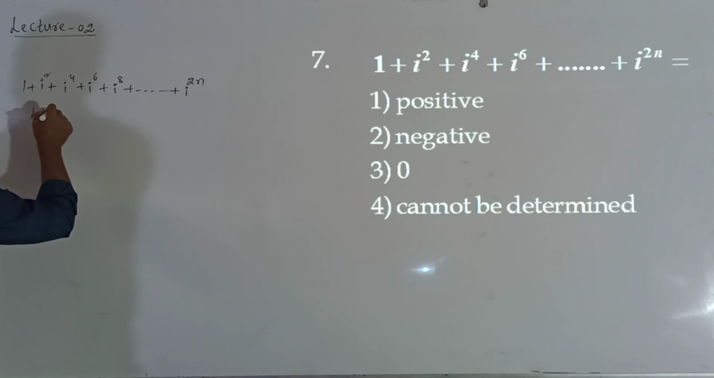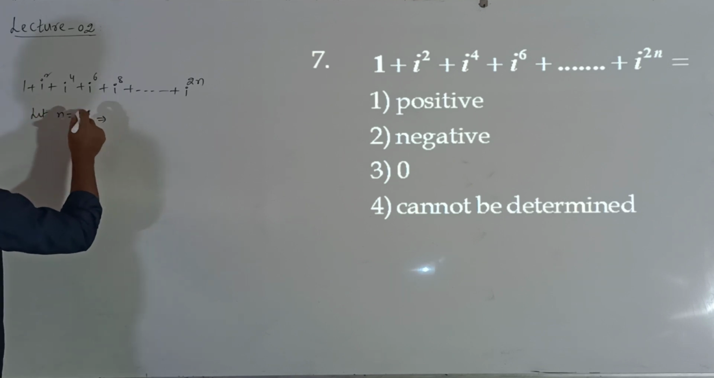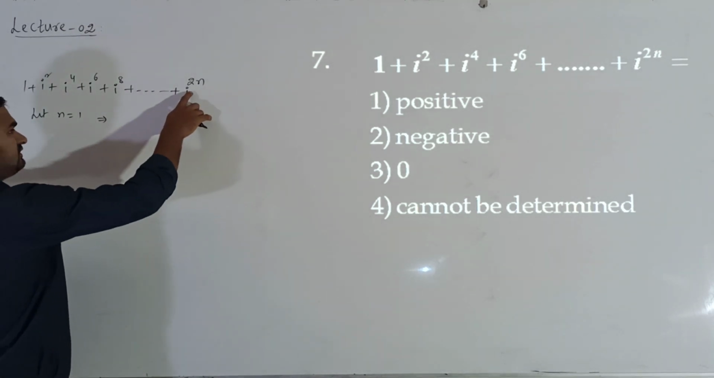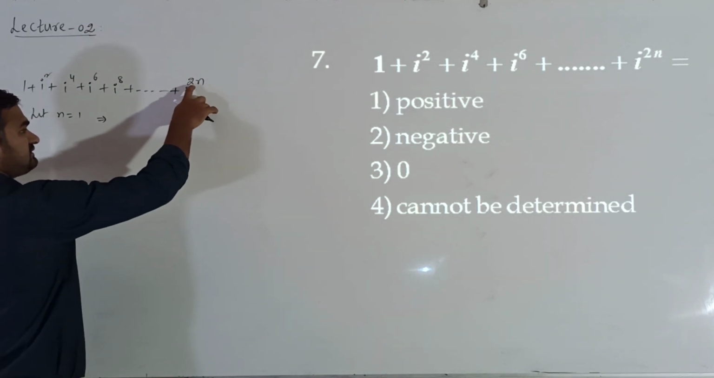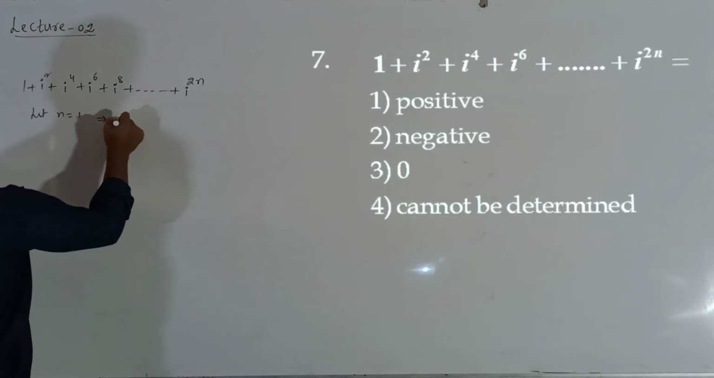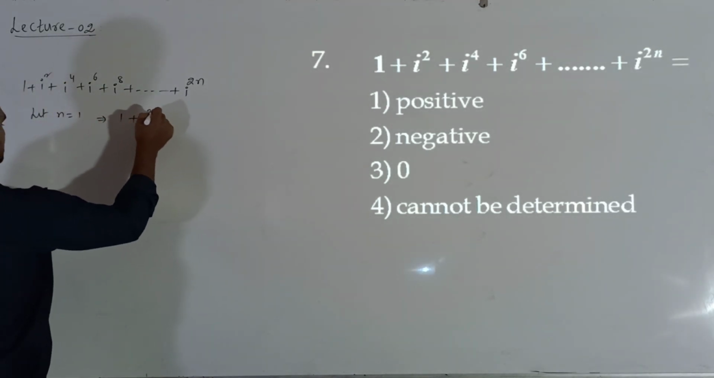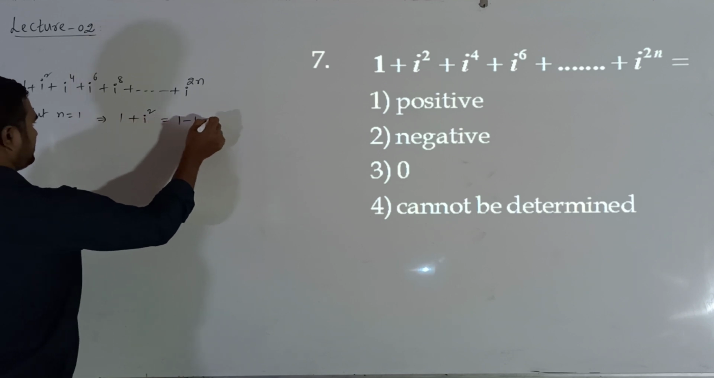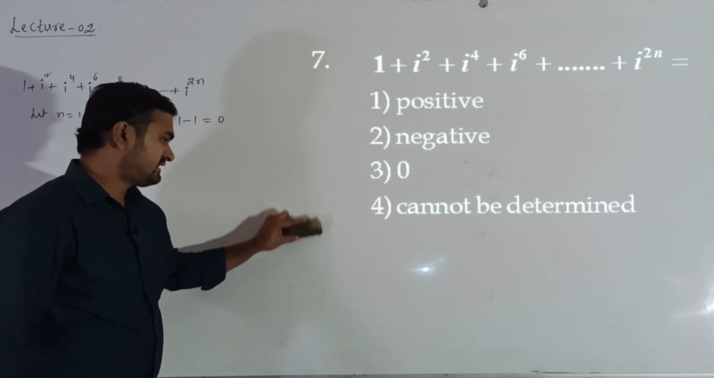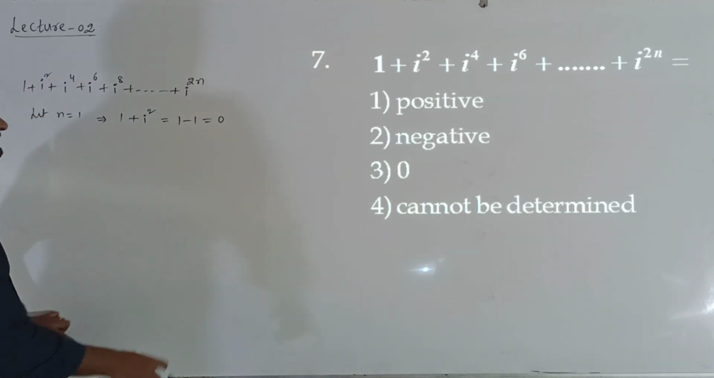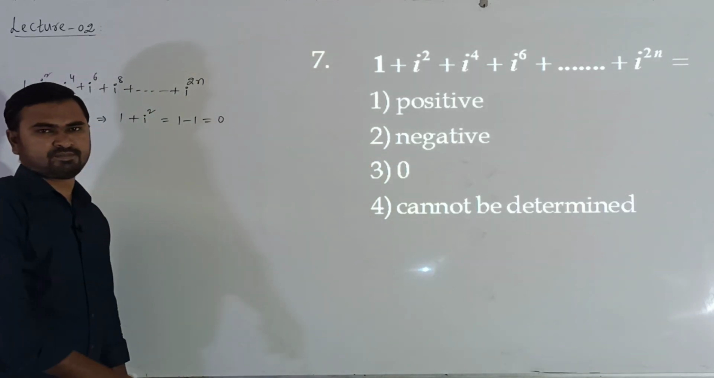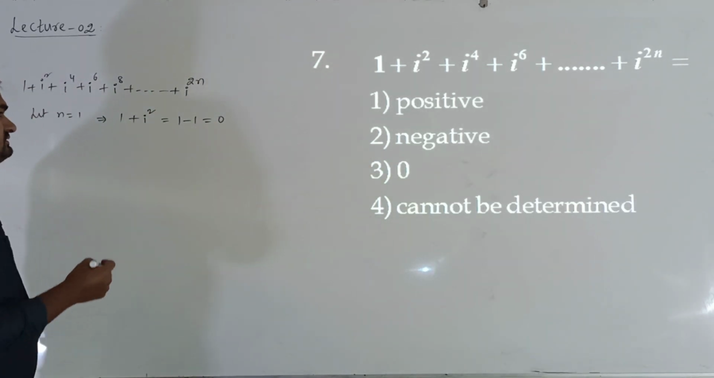Let us take n equal to 1. Now n is 1 means sum up to where? Sum up to i power 2 into 1, means sum up to i square. So sum up to i square means 1 plus i square. It is 1 minus 1 which is 0. Understand? So whenever I take n as 1, we are getting answer as 0. Now don't directly go for answer as 0. We have to see for some other values also.